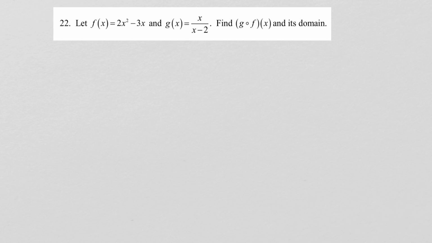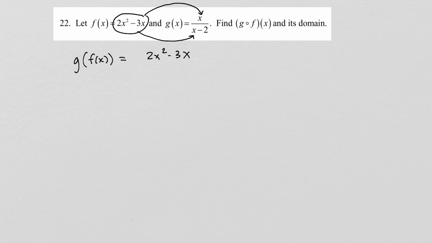And finally, we want to find g of f of x and its domain. So g of f of x, let's remember that we are really plugging f of x into g. So we're going to take this function here and plug it in for x here and plug it in for x here. So that's going to give us 2x squared minus 3x on top, and in the bottom 2x squared minus 3x minus 2. And that is our function.